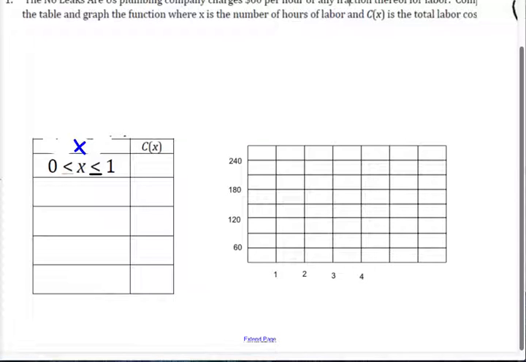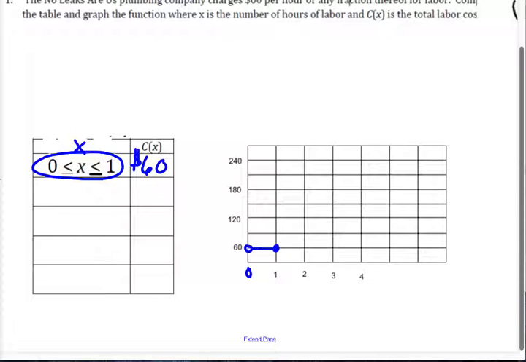So this is our x, and that's C of x, your cost. Between 0 and 1 hour, it's going to be $60. So if I was graphing that, I'm going to put a little circle here at where 0 would be on the line. So 0 hours. It's circled at 60, but that means it doesn't charge 60. But anything over 0 hours up to 1 hour is going to be $60.